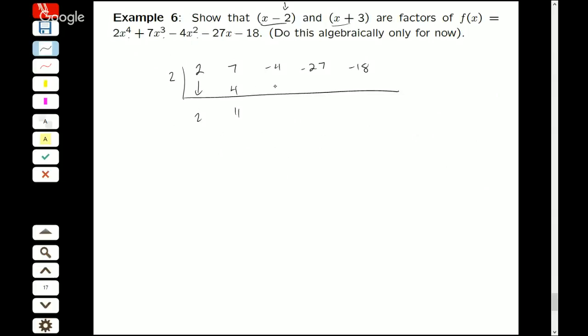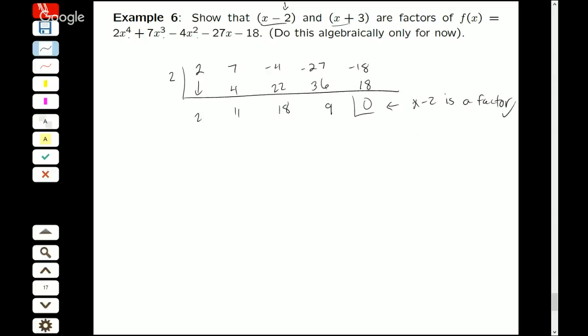11. 2 times 11? 22. Subtract 4. 18. 2 times 18 is 36. 36 minus 27? I think that's 9. Yeah, because 27 is one bigger. Then 2 times 9? What's your remainder? Remainder 0 says x minus 2 is a factor. So I know that worked.